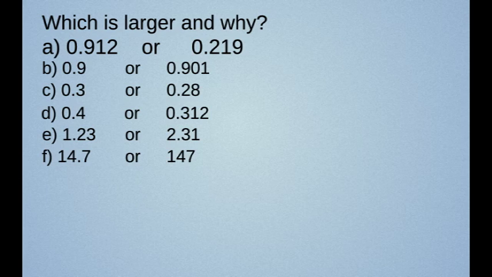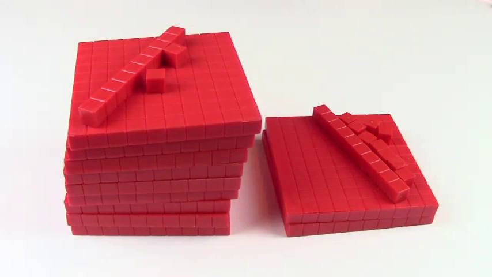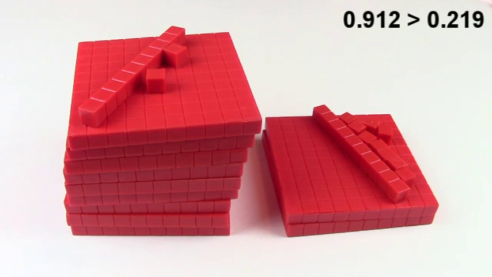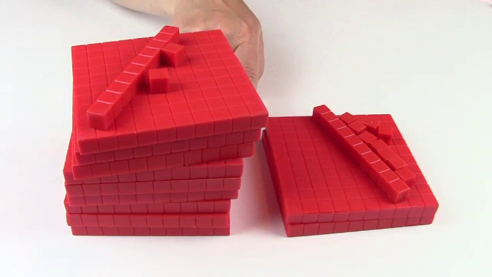You could have a little bit of a discussion with your students at this point if need be about why we call this thousandths rather than tenths or hundredths. That again will give you a sense of where their level of understanding is. If we compare the two numbers using base 10 blocks, it's very clear that 912 thousandths is quite a bit larger than 219 thousandths. You could ask your students why that is.